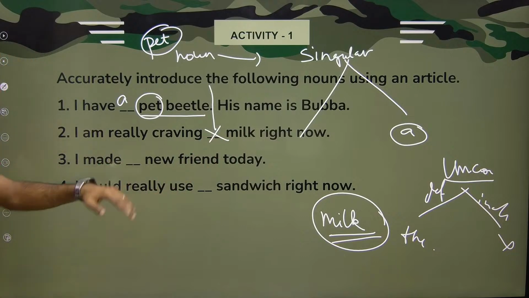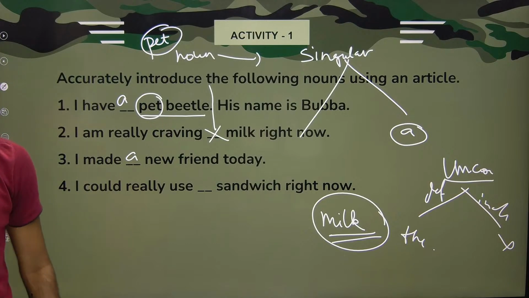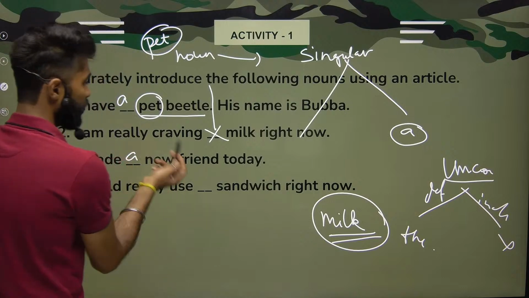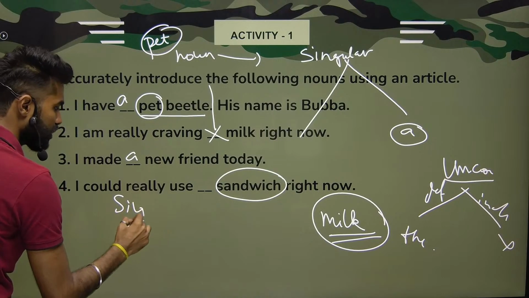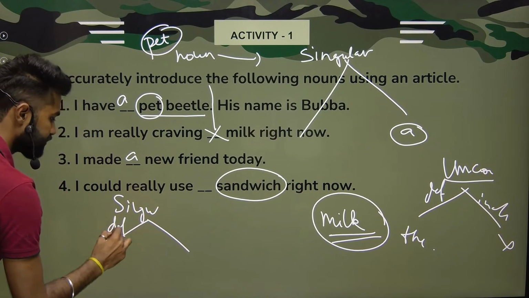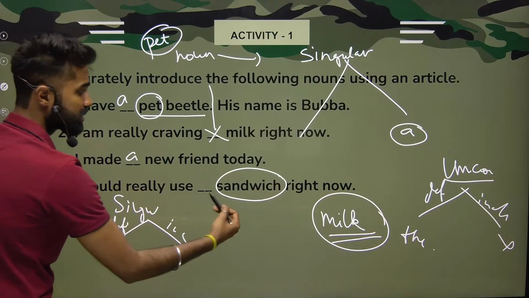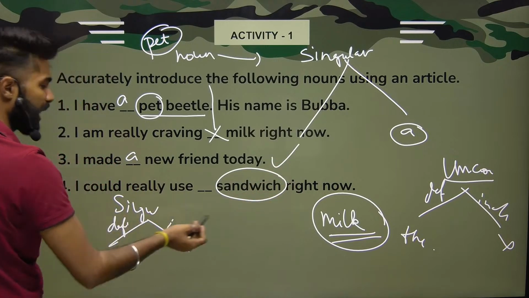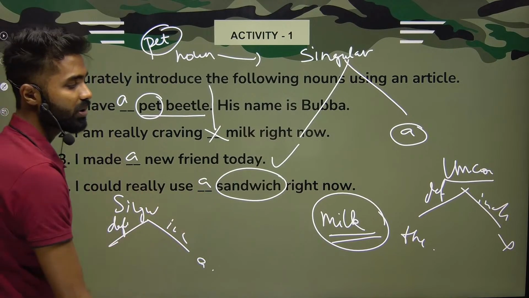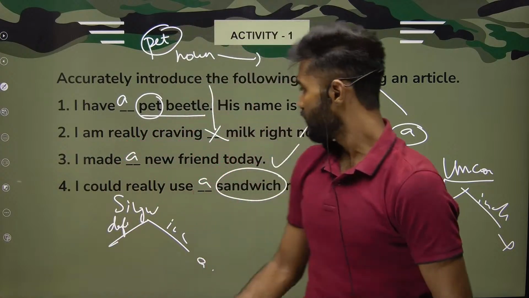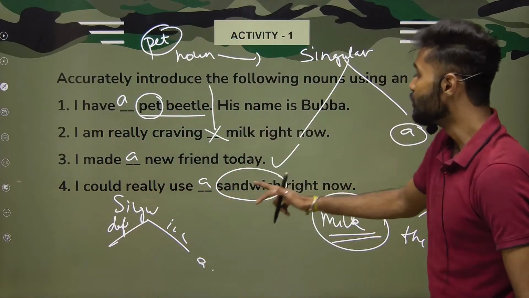I made a new friend today. I could really use sandwich right now. You're correct, Simran. Let us talk about sandwich. Singular, countable. Definite or indefinite? I'm not getting any particular detail about the sandwich. It is indefinite. So I could really use a sandwich right now.